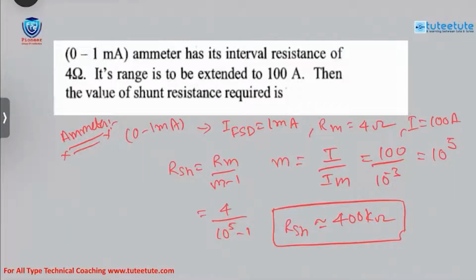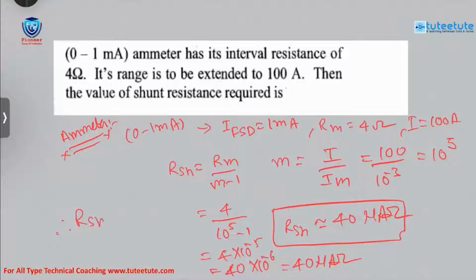Oh, sorry sir. 10 power minus 5 will go, means you can write 40 micro ohms. 40 micro ohms, yes. Sorry sir. You can write it as 40 into 10 power minus 6. It will give 40 micro ohms. Okay, sir. So RSH required is 40 micro ohms. Is correct.